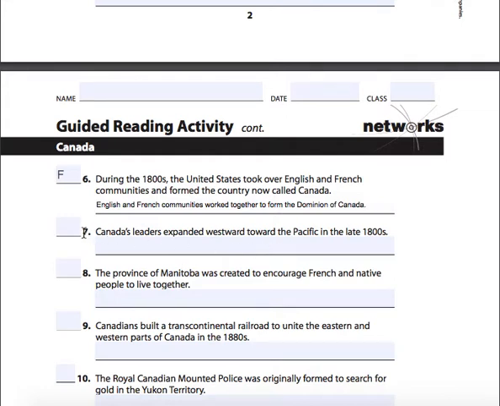Number 7 is going to be true. Number 8, the province of Manitoba was created to encourage French and native people to live together. Number 8, that's going to be false in terms of encouraging them to live together. This was an effort for Manitoba being created to give Metis more say in governing themselves.